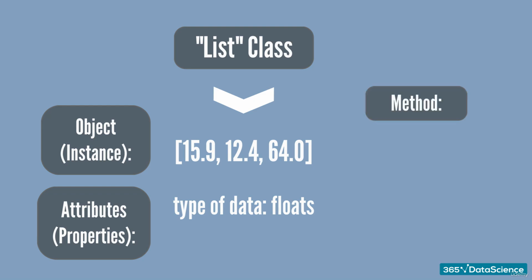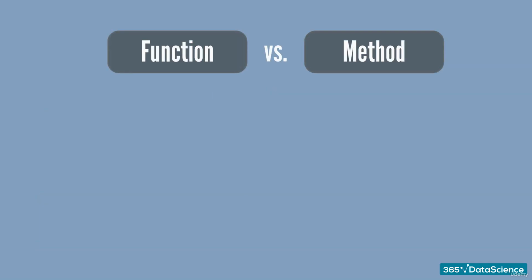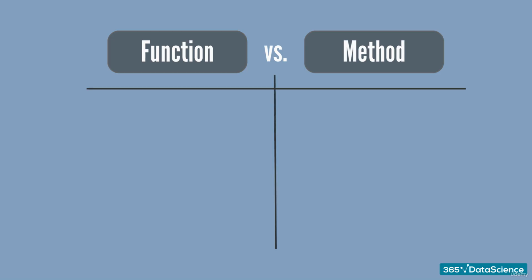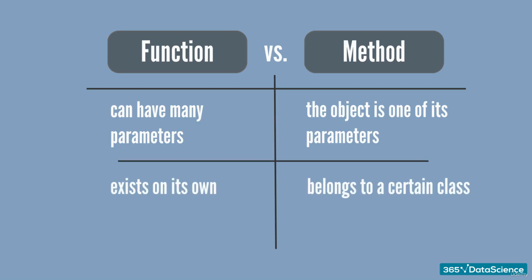These are floats. A method we could apply to this object is extend or index, as we saw earlier in the sequences section. And please pay attention. These operations can be performed only after we have created the object. The difference between a function and a method is subtle and can be confusing. Try to remember, a method is a special function. As any other function, a method can have many parameters of various data types, but it will surely contain the object it is applied to as one of them. A method belongs to a certain class, while a function exists on its own.